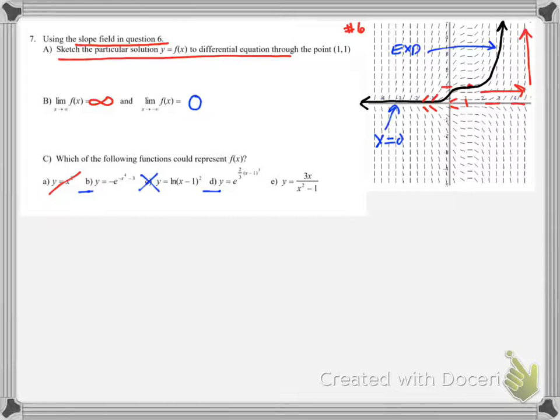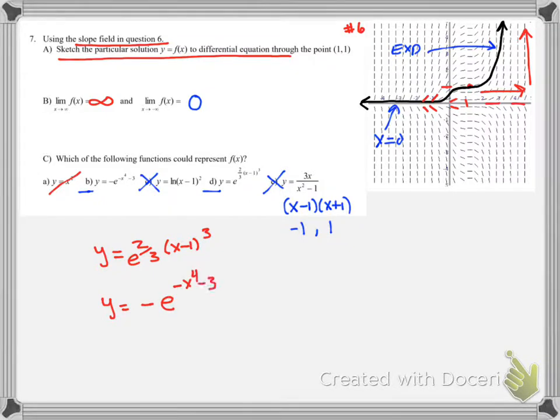So far, I'm looking at D and B because they're both exponential. This last one is rational, and so I'm going to have asymptotes when my denominator is 0. So I definitely don't see any asymptotes at -1 and 1. So I can rule out this one. So all I'm really looking at now, process of elimination, do we want y equals e to the 2/3 x minus 1 cubed, or y equals negative e to the negative x to the 4th minus 3?